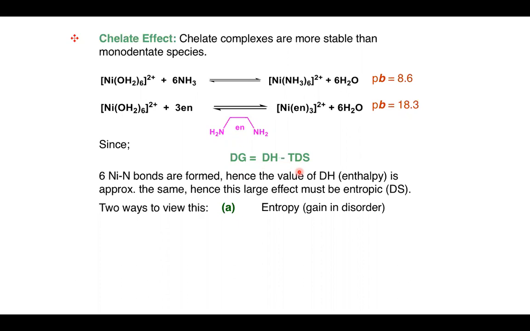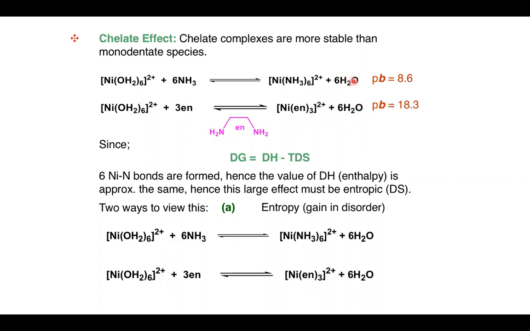So there's 2 ways to look at this. There's entropy gain in disorder. Whenever we go from this side to this side, we go from 4 species, the complex plus 3 ligands, to 7, the complex plus 6 ligands. And so that creates more disorder. Whereas in the first one, there's no difference, 7 on both sides. So delta S is less. And then here, the entropy is going to be quite large, or at least larger.